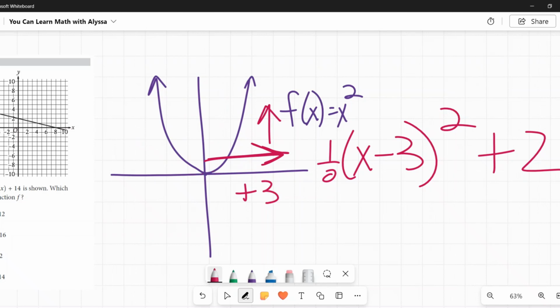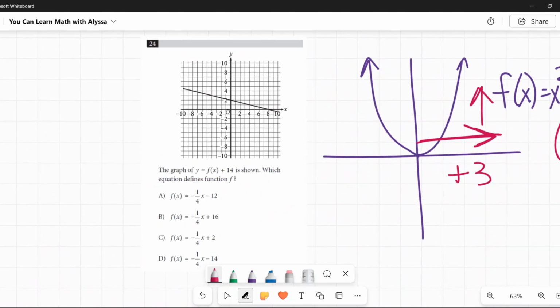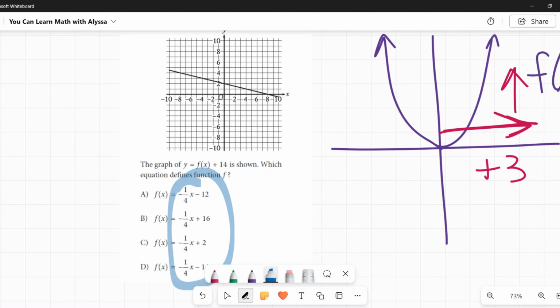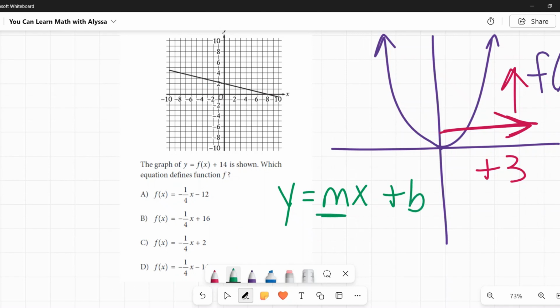Man, the SAT, they love these kind of problems where they're asking you to move things around on the board. And that's what this one is. We have this f of x, and it's just a line, is shown. Which equation defines the function? Now let's look at our answers. You'll notice they're all in y equals mx plus b format. And when things are in y equals mx plus b, m and b are just numbers or constants. M is our slope. B is our y-intercept, where it crosses the y-axis.